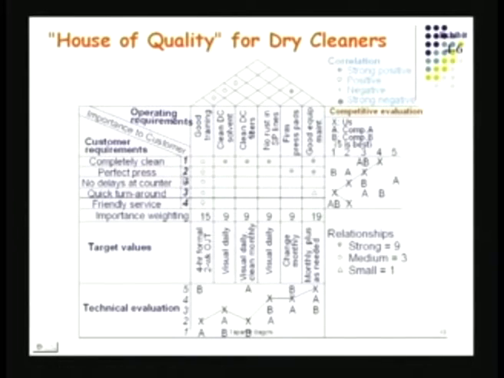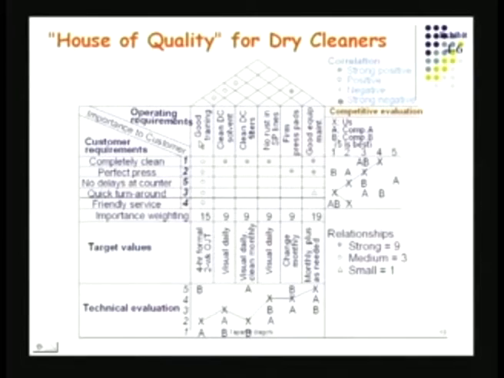And when I talk to the customers a little bit more, they say, as far as I'm concerned, clean clothes are priority number 1. Perfect press is priority number 2. Quick turnaround is priority number 3. Friendly service is 4. And no delays at the counter is 5, in order of the priorities. These are now customer requirements, and I've got the importance to the customer also pulled out here. This has come by talking to the customer. This is exactly what the voice of the customer is.